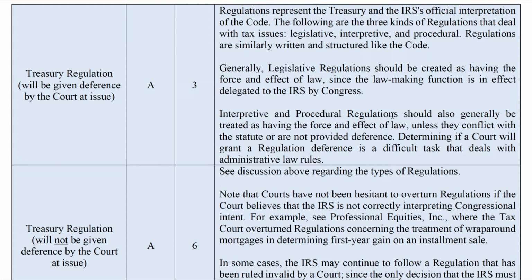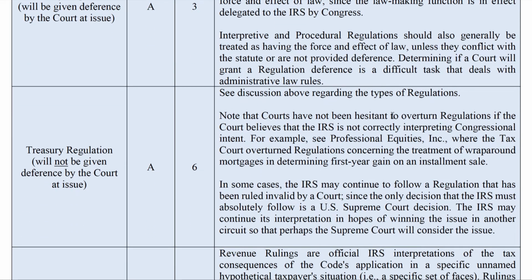Now, what happens if a Treasury regulation is not given deference? So the courts say it's not. Well, it's still considered primary authority, but it's not binding. So I gave it a 6 because it's still a Treasury regulation. What you're going to see, Treasury regulations generally go through a more formal process than most other administrative sources of law.